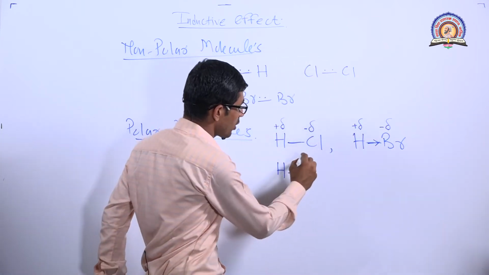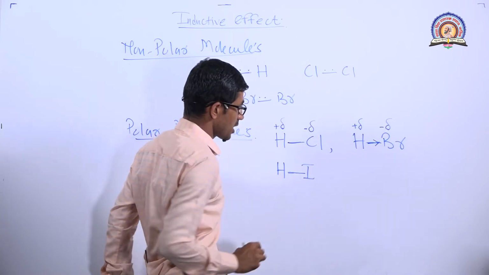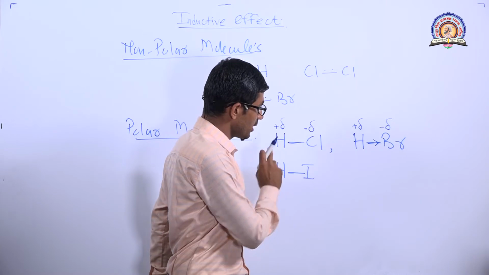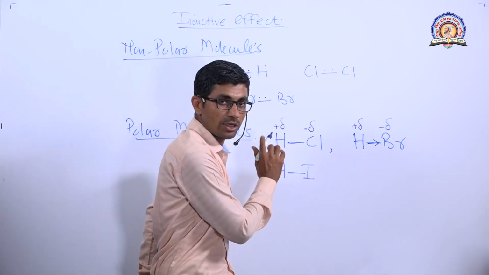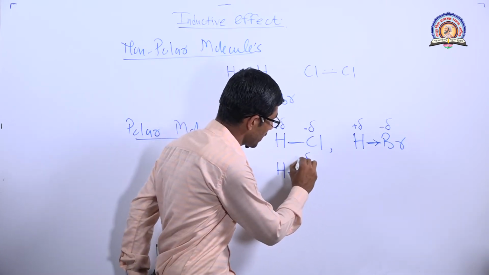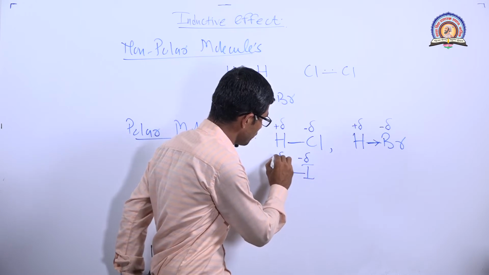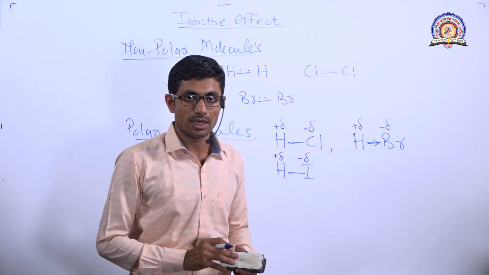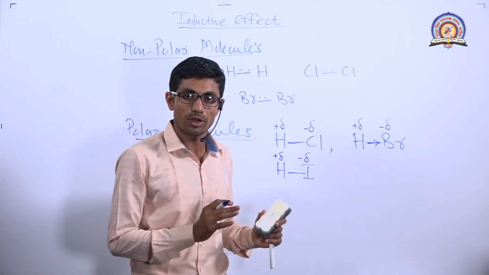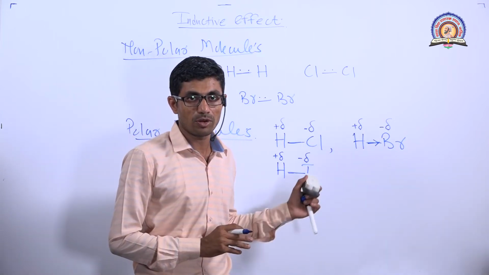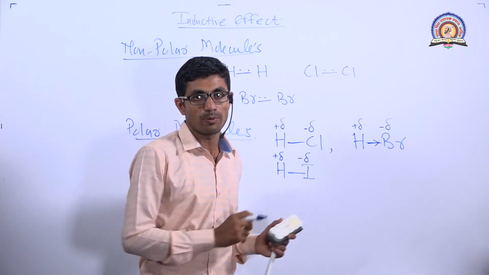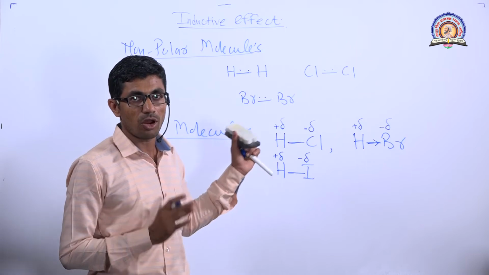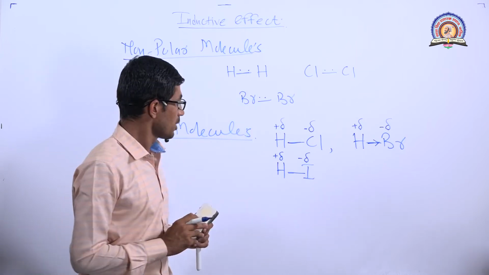Same way we can write for this molecule also, HI. So when you compare the hydrogen and iodine atoms, iodine is more electronegative. So we write here delta negative, this is delta positive. Okay. So all these heteroatomic molecules are polar molecules. So polar molecules show this kind of polarization, which is not present in non-polar molecules.